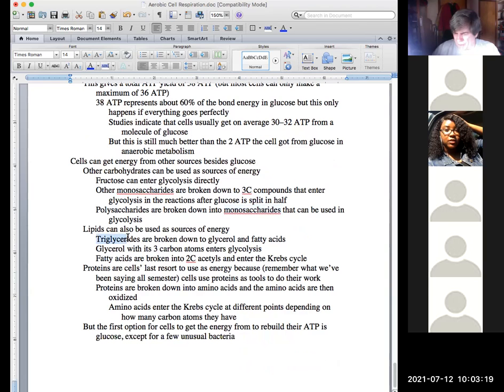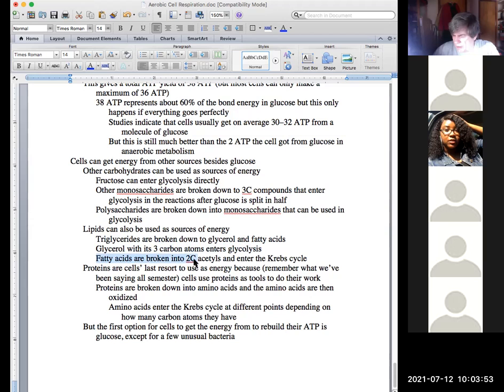If you remember lipids, the main type of lipids we see are triglycerides, and triglycerides are made from glycerol with 3 carbons, and then 3 fatty acids, and the fatty acids generally have an even number of carbons. So since glycerol has 3 carbon atoms, glycerol is modified and then it enters glycolysis as one of those 3 carbon compounds after the glucose has been broken in half.